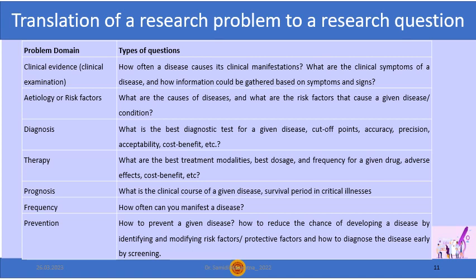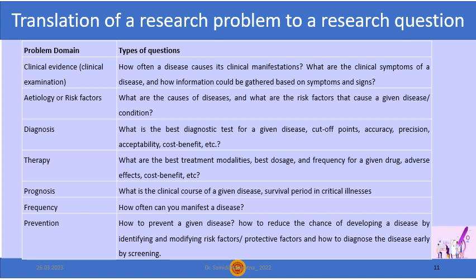If you are interested in the problem domain of etiology or risk factors, then the types of questions that might come into your head would be, what are the causes of diseases, and what are the risk factors that cause a given disease or condition. And if you are particularly interested in diagnosis of a disease, then what is the best diagnostic test for a given disease? What are the cutoff points, accuracy, precision, acceptability, and the cost effectiveness of this new diagnostic test?